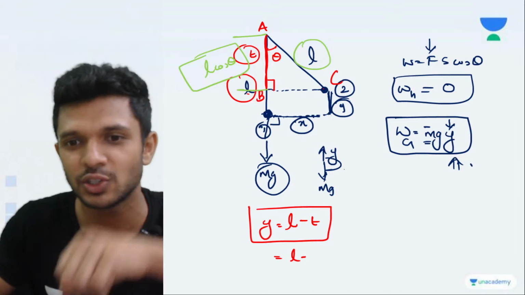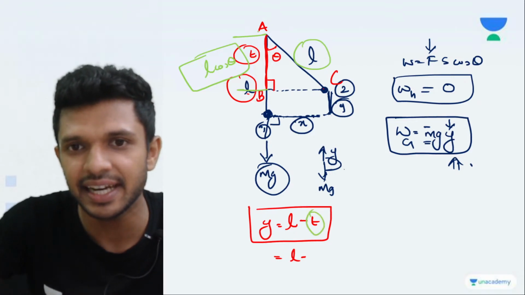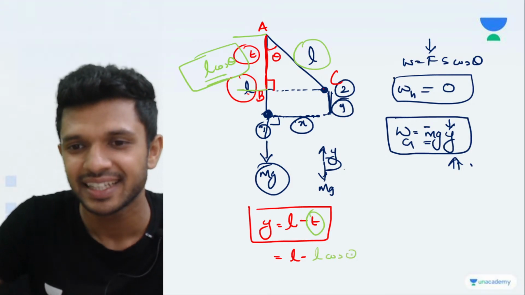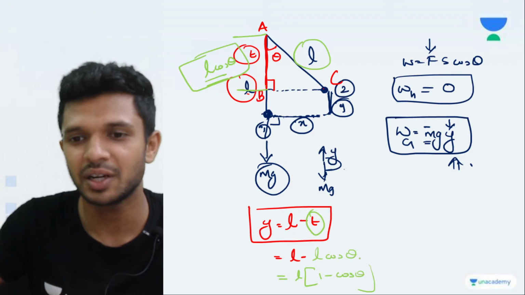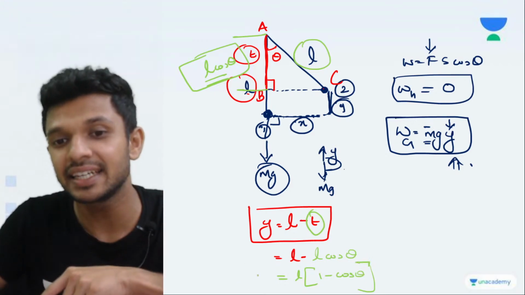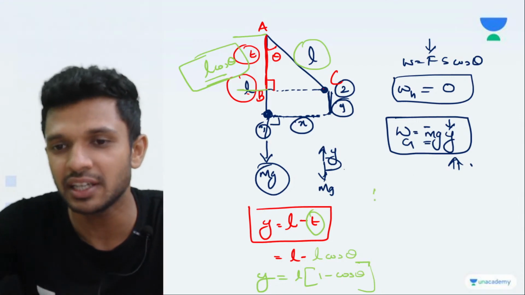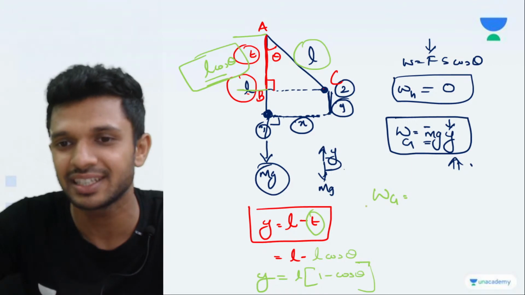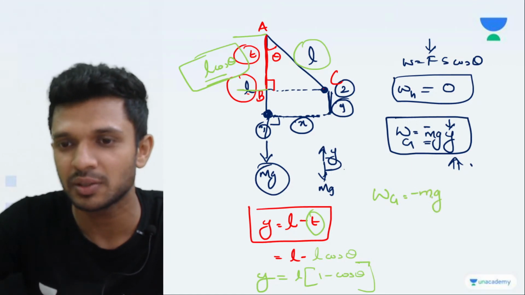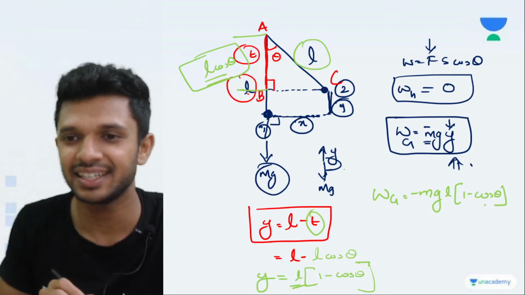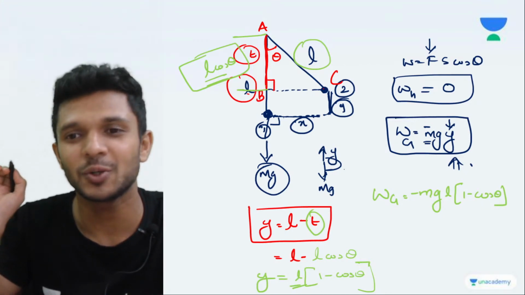Yes sir, absolutely. So this red t, what can I substitute it with? L cos theta. So if you take L outside, 1 minus cos theta. L into 1 minus cos theta, what is it? It is the vertical displacement. If you get the vertical displacement, can't you find out the work done by gravity? How much is it? Minus mg into y. How much is y? L into 1 minus cos theta. That's all. Got it, say it quickly.